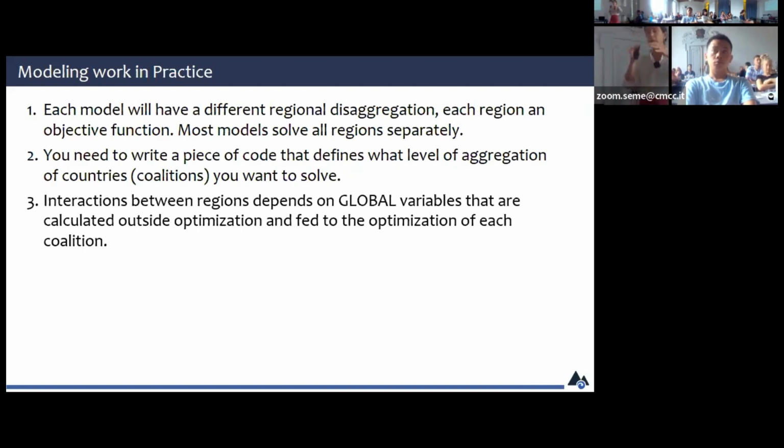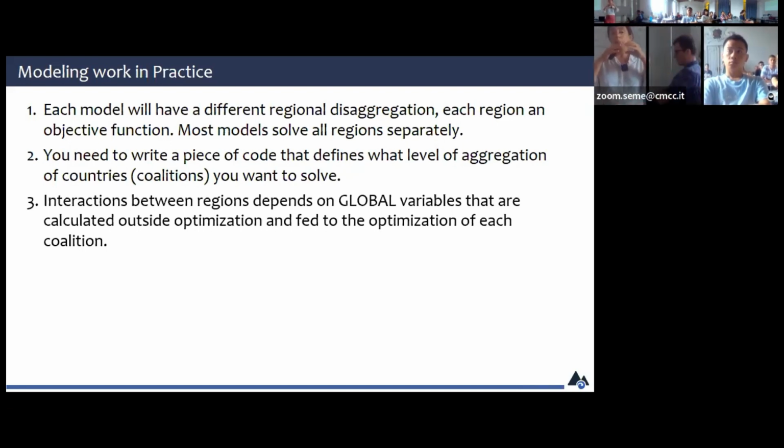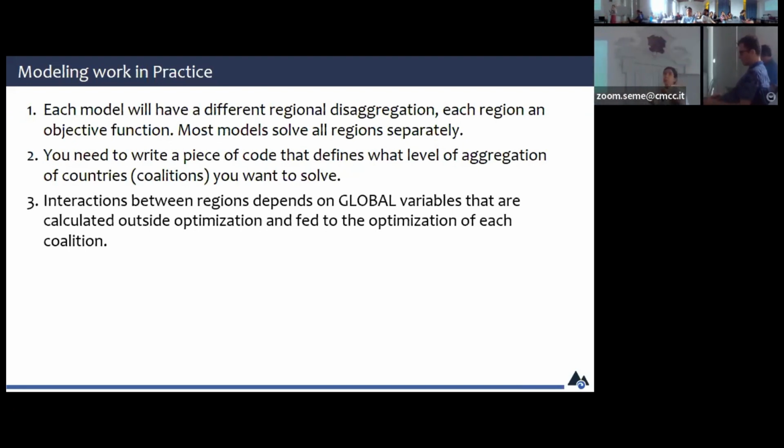Okay, so you'll have an area in your code that defines the level of aggregation you want. Say, I want the grand coalition minus US and the US, and I want to play this game. And each time there will be some information going from the grand coalition minus US to the US when they solve. And this information is going to be what emissions the US is doing. This goes for the grand coalition minus US, vice versa. The US will need information about what emissions the others are doing to optimize.